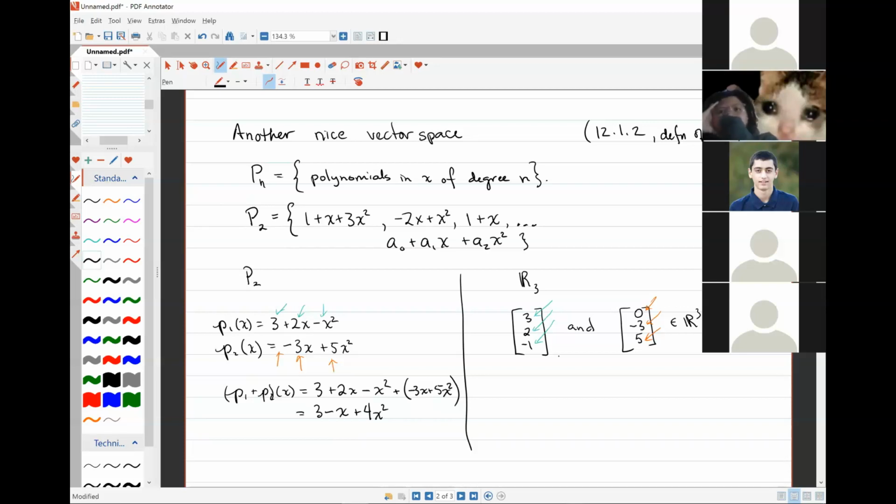And if I, on the other hand, add up these two vectors, what's the sum of these two vectors? Well, I'll have 3. 2 plus minus 3 is minus 1. And negative 1 plus 5 is 4. And so I still get that same kind of correspondence. Do you see how that works?